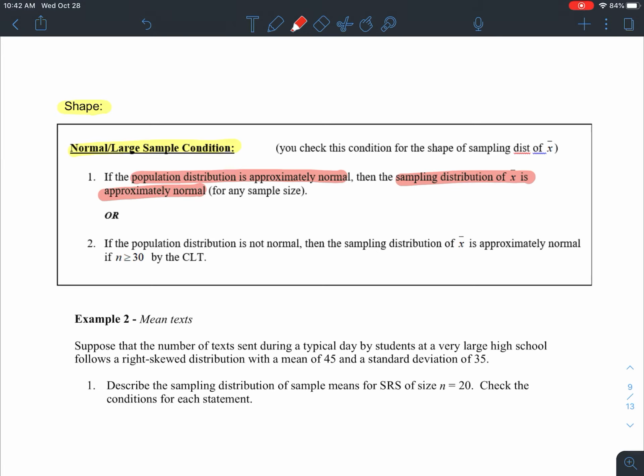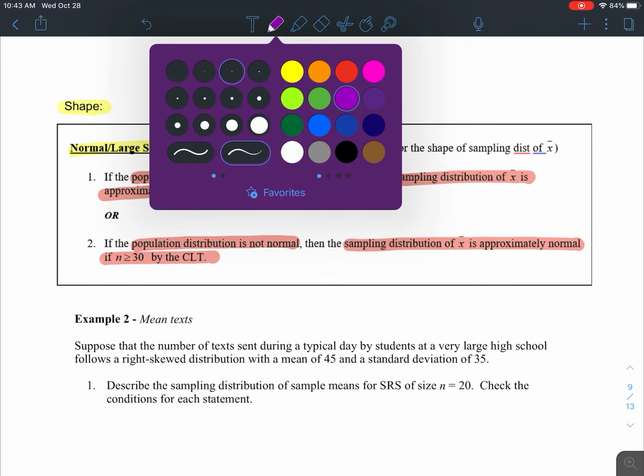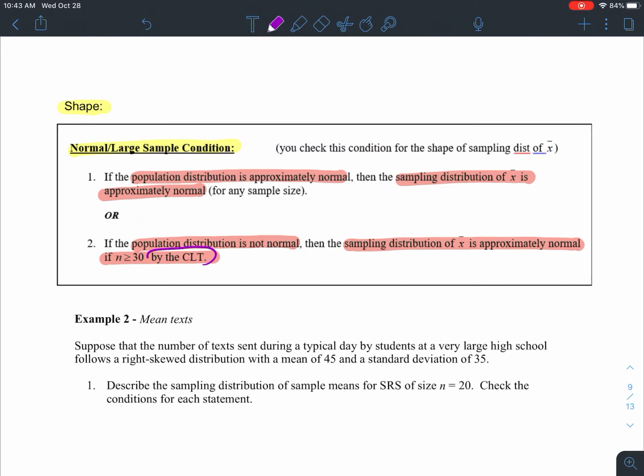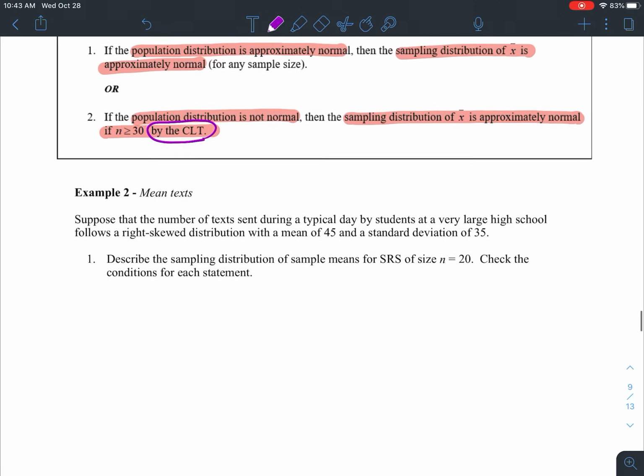Or if the population distribution is not normal, like we know that it's skewed or it has an odd shape, we can still conclude that the sampling distribution for X bar would be roughly normal as long as the sample size was greater than or equal to 30. And anytime you're citing that, always make sure that you say then by the central limit theorem. Okay, so let's try an example that sort of puts this into action here.